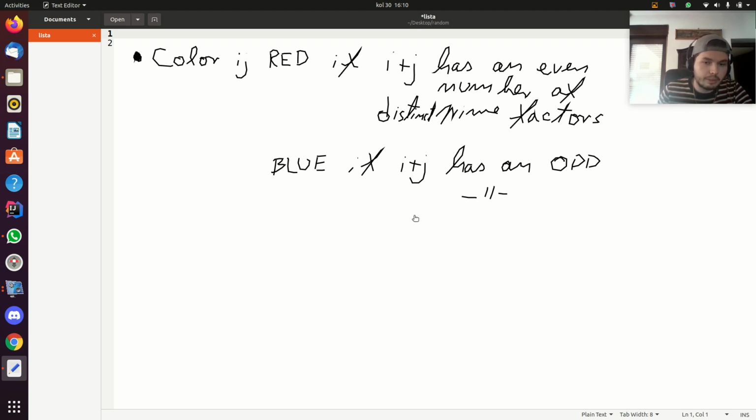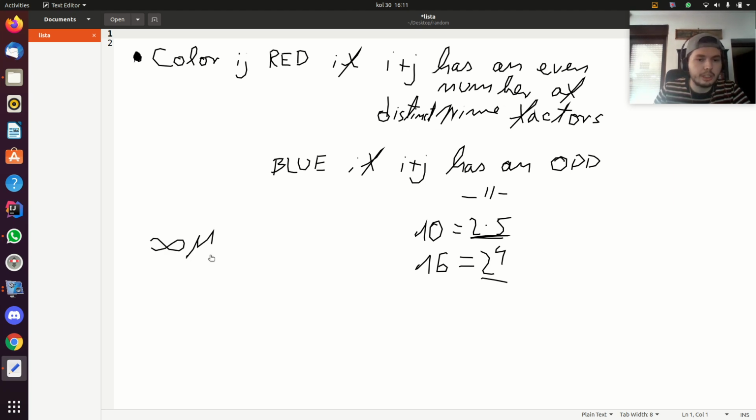So let's have a look at a few numbers. By the fundamental theorem of arithmetic, every number has a unique prime factorization. Look at 10. That's going to be 2 times 5. So this guy is going to have an even number of distinct prime factors. Then look at 16. That's 2 to the fourth, just one prime factor. So this is going to be an odd number of distinct prime factors.